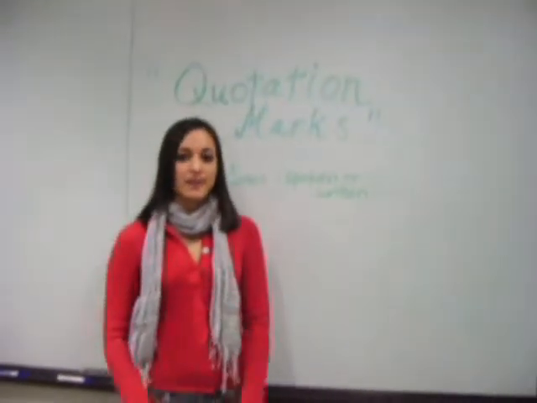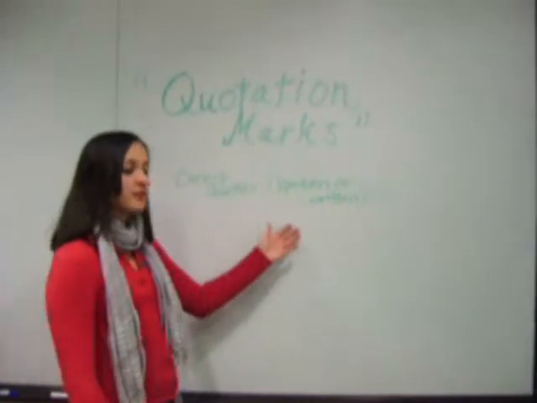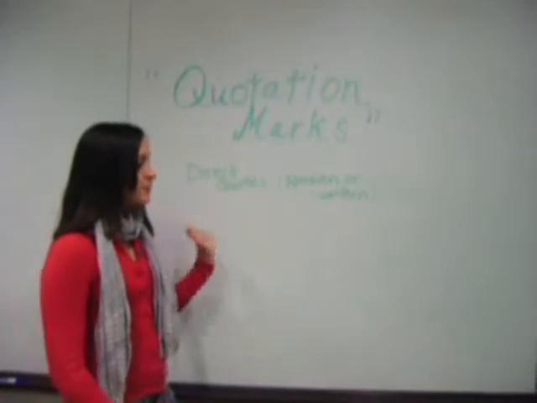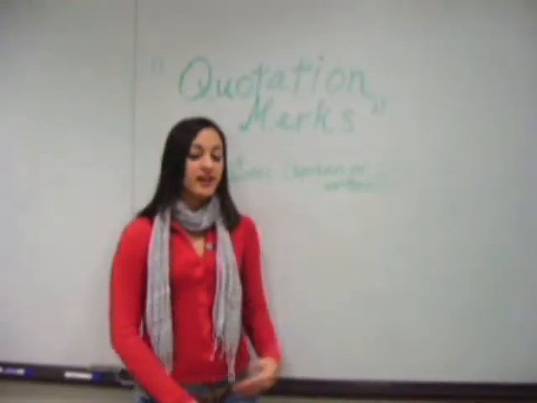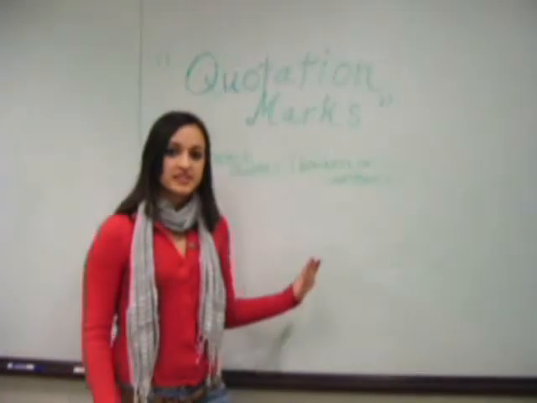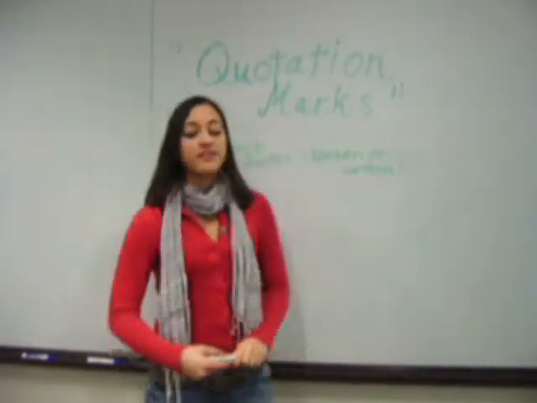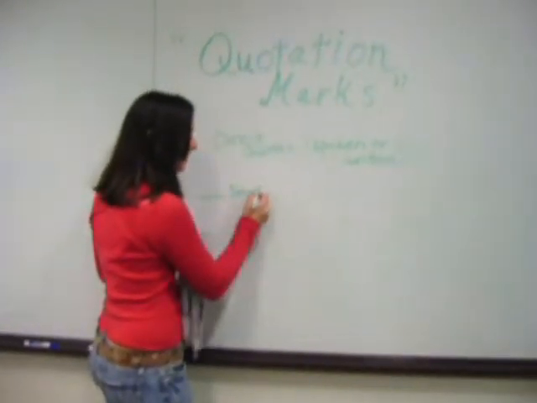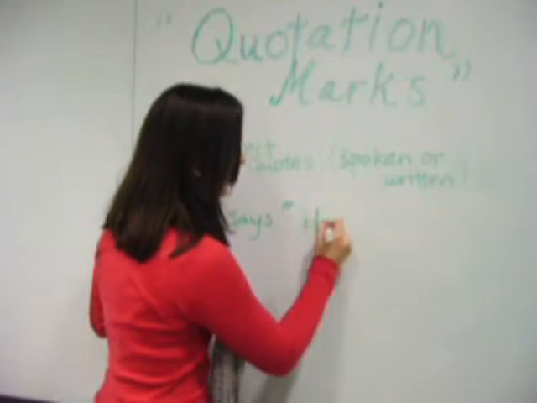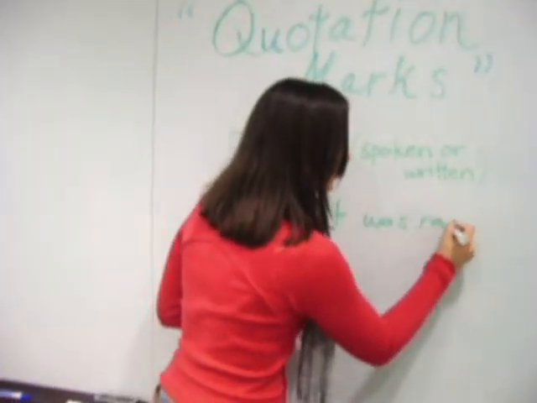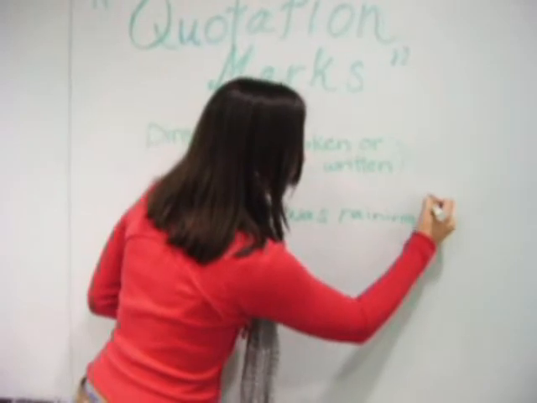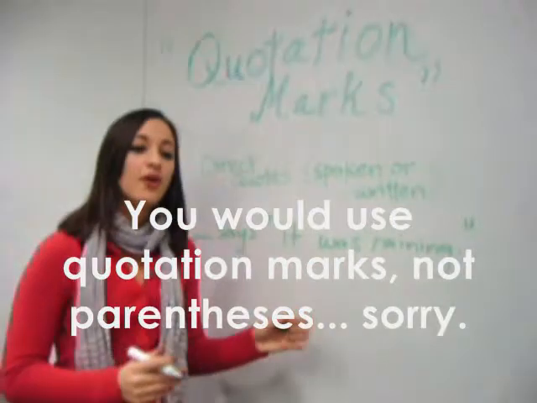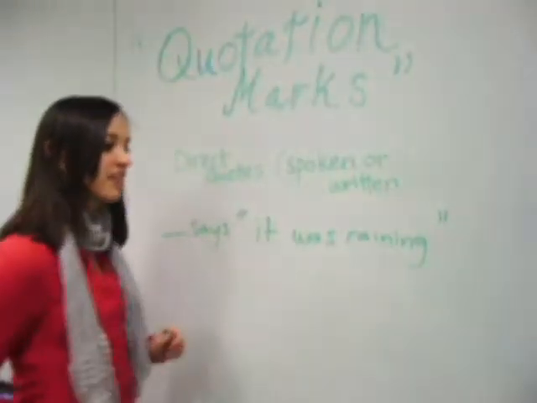The next thing we're talking about is direct quotes, spoken or written, for the use of quotation marks. A time you would use quotation marks is when you are writing what another author has previously said in their work. So, if you are in your paper saying that blank says, quote, it was raining, end quote, then you would use the quotation marks to show where you're quoting the author.